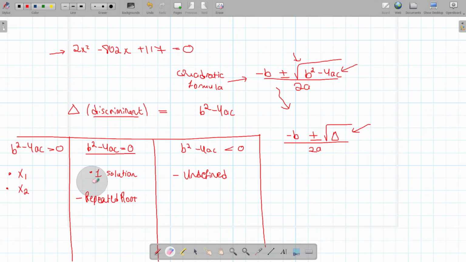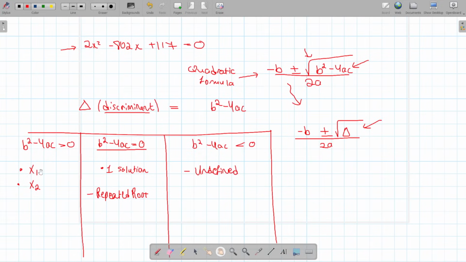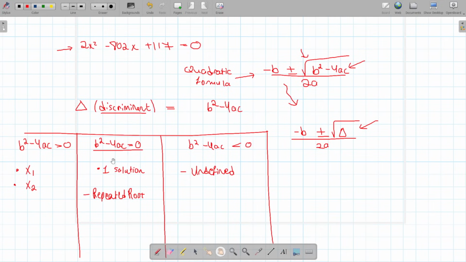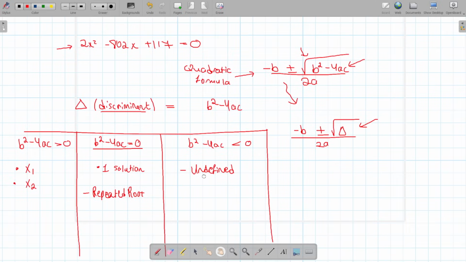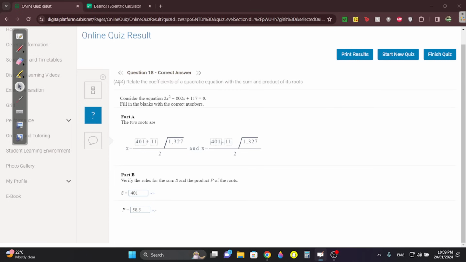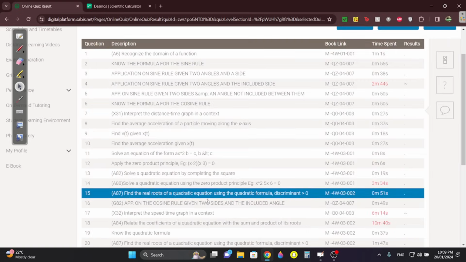You don't have to memorize these, but just try understanding, please. They're very important. If it's greater than 0, you have two solutions. If it's equal to 0, you have one solution, which is repeated. We call it the repeated root. And if it's less than 0, it's undefined because it's negative. Okay, let's start. Question 15.